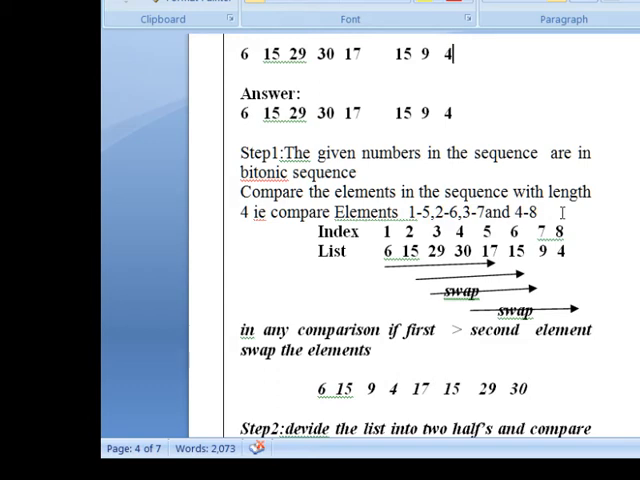I అంటే 1, I plus n by 2 అంటే 1 plus 8 by 2 5 అంటే 1, 5. This is the first wire and fifth wire. That means first wire ante 6, fifth wire ante 17. Now first give the index numbers to list values 1 to 8.